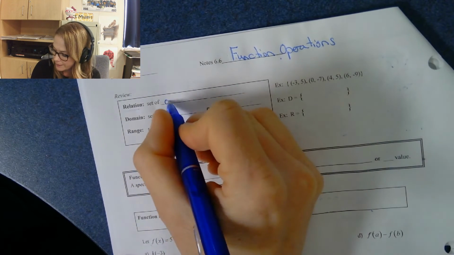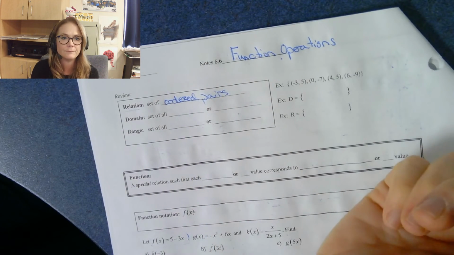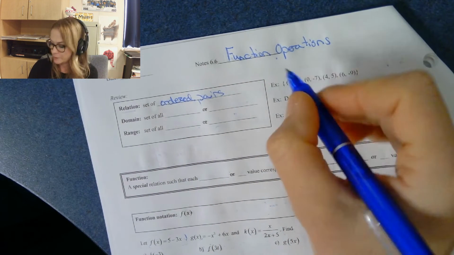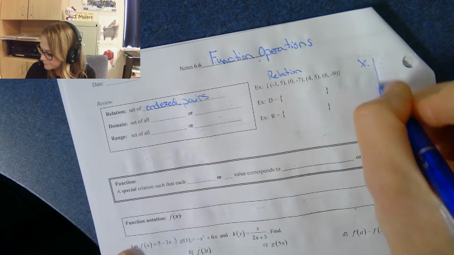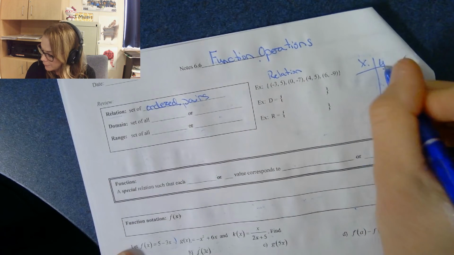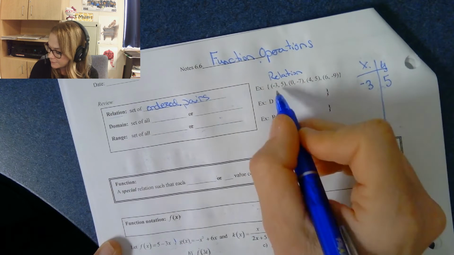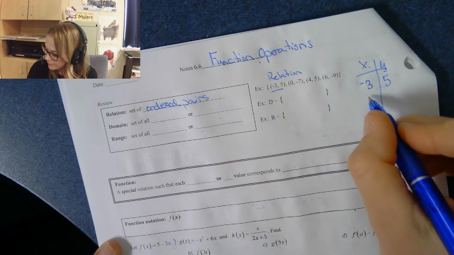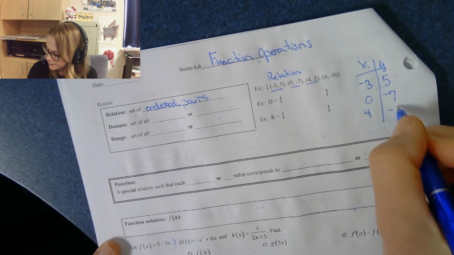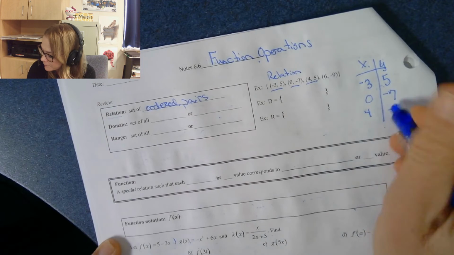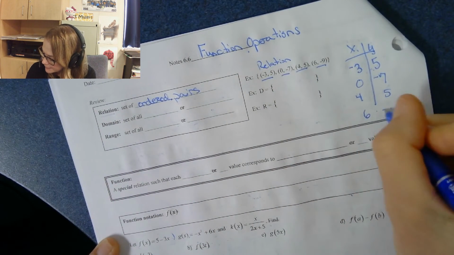Okay, so a little review here. A relation is a set of ordered pairs. Ordered pairs are just points. So this right here is a relation, a relationship between these numbers. Basically -3 is an input and it produces 5, an output. 0 is an input and it produces -7, an output. 4 is an input, produces 5 as an output. And 6 is an input, produces -9.